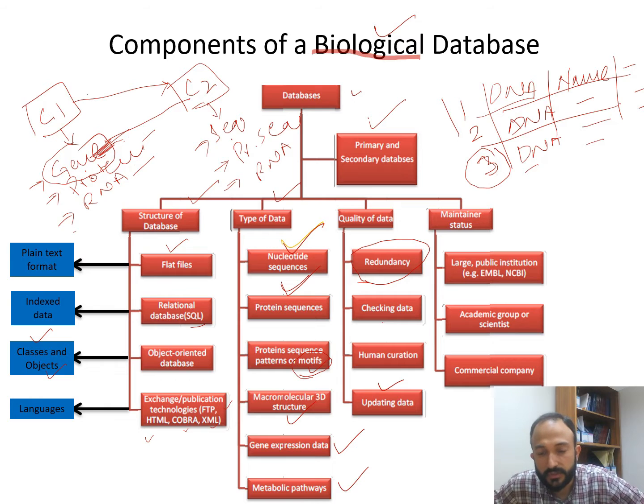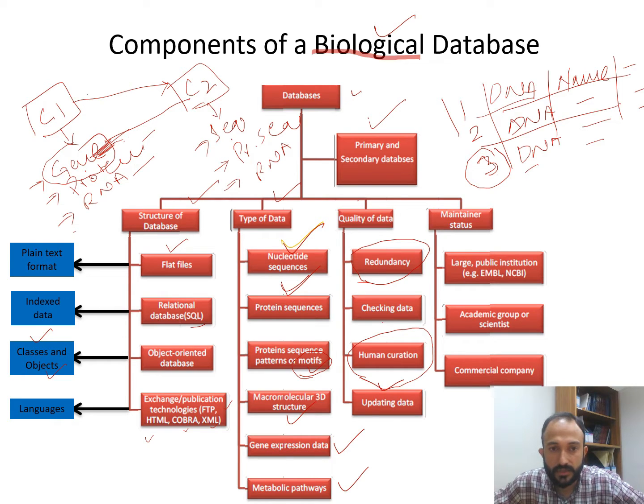Then human curation: all the information should also be curated. If you want to make the best gold standard database, then all the information should also be curated by humans manually, because there can be information that is wrong and was stored by an automatic annotation method. To remove those inconsistencies and ambiguities, human curation is also important.